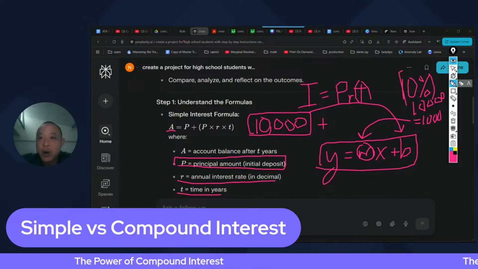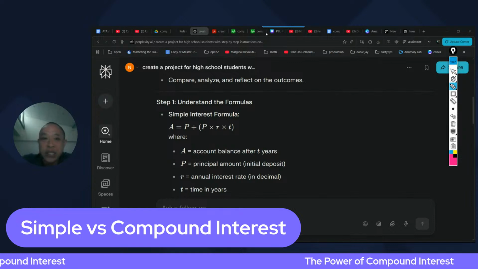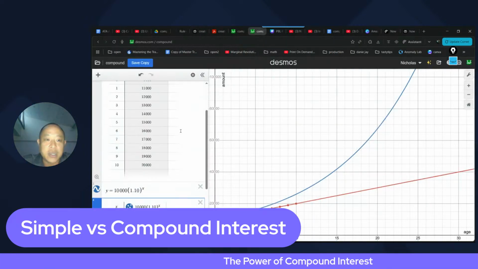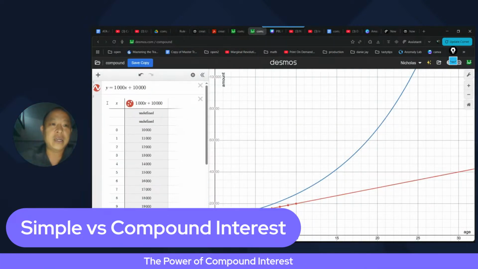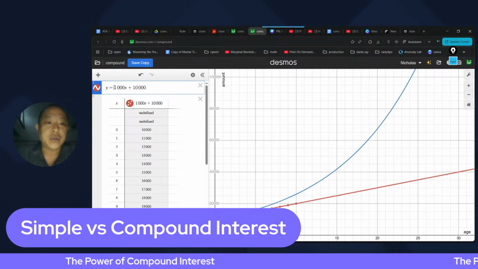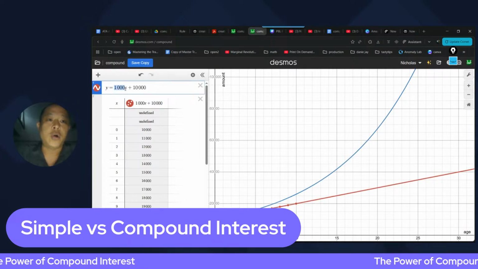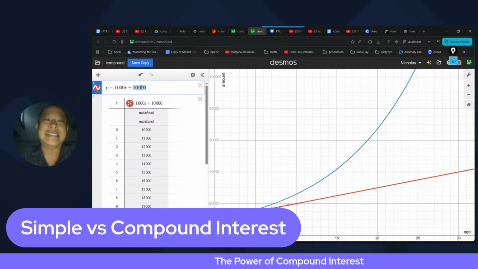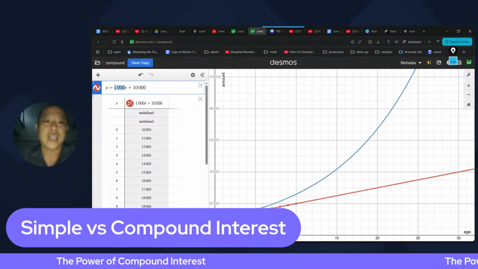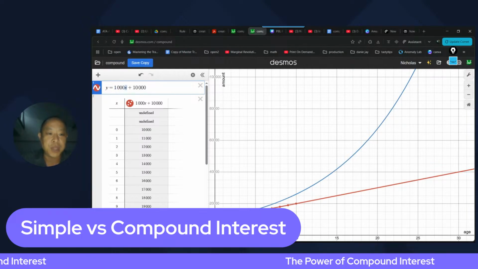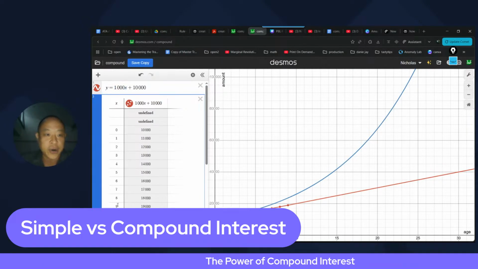So let me go over into Desmos and show you what that actually looks like on a graph. Here is the formula. y is equal to, you're going to make $1,000, or 10% interest of your 10,000. 10% of 10,000 is $1,000 every year. x is going to represent how many years. So if I just plot this here.